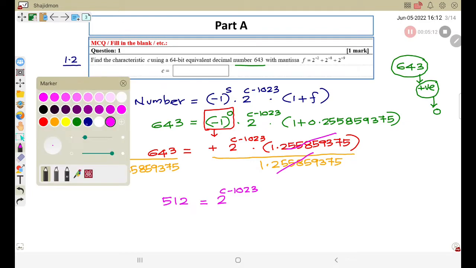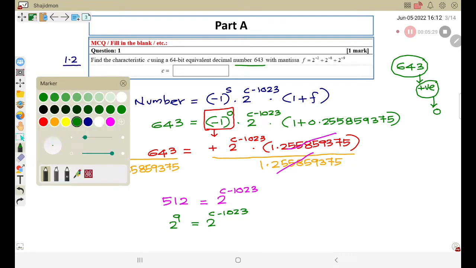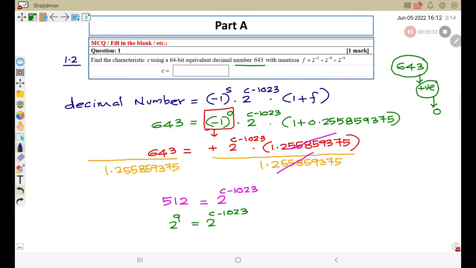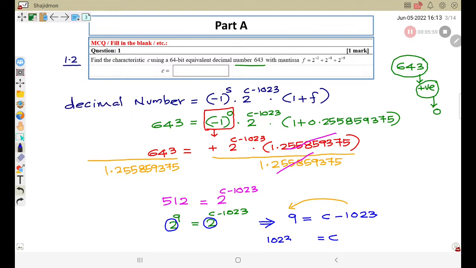As we discussed in our class, 512 we write as 2 power 9. So we get 2 power 9 equals 2 power (c minus 1023), correct? You can check by calculator that 512 becomes 2 power 9. Now both bases are the same, base 2 on both sides, so we just take the powers only. So 9 equals c minus 1023. Taking minus 1023 to the other side, it becomes plus 1023, so we get 1023 plus 9.